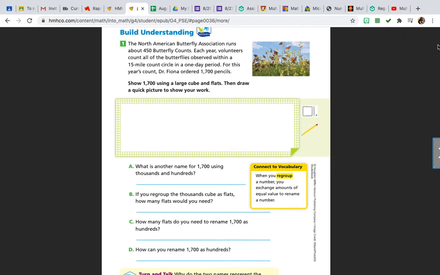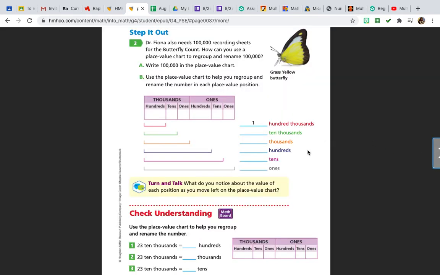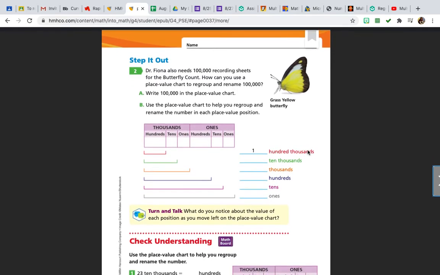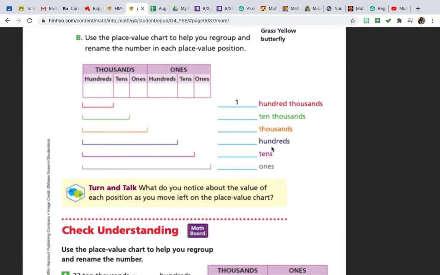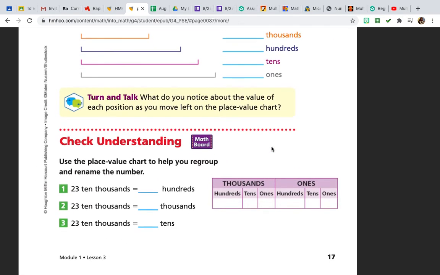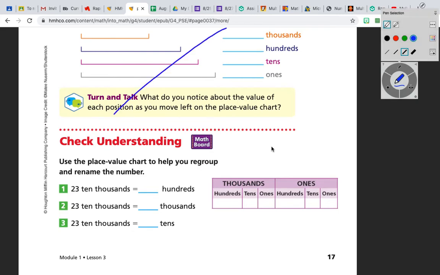So on page 17, and I've looked at it, number 2 was not a very good problem, so we're actually going to skip number 2. We're not going to do that one. We're going to skip down. If you want to put a little X over the top part, you can. So we're not doing that one. From experience, I know that's just not a good example. So at the bottom of page 17, it says check understanding. So I do want you to fill this in, and then I'll go over the answers with you.